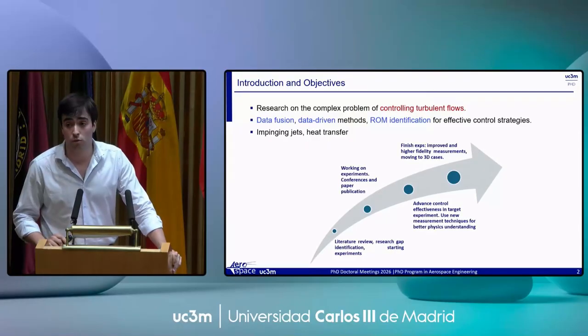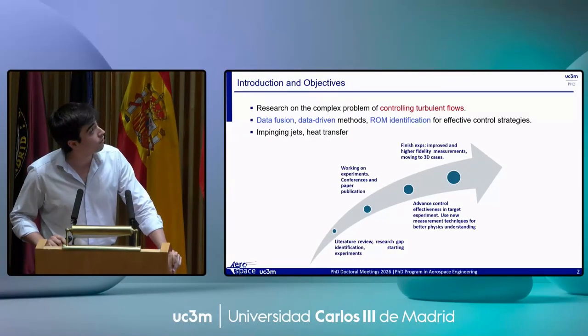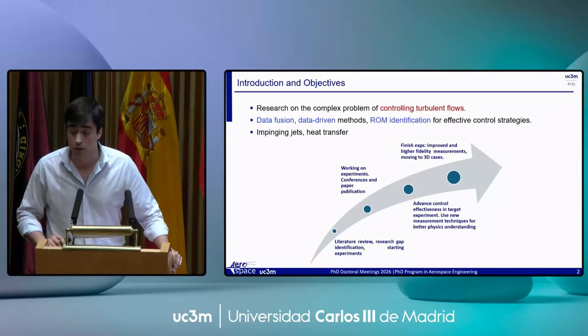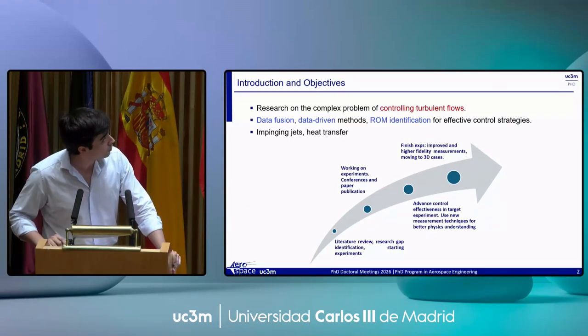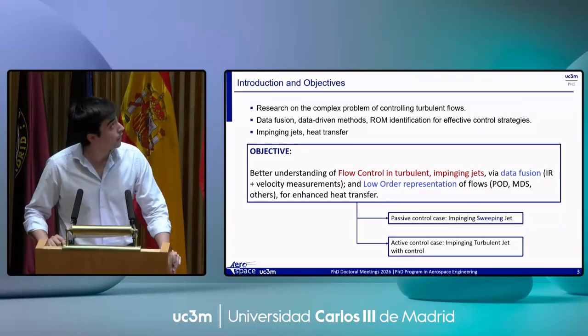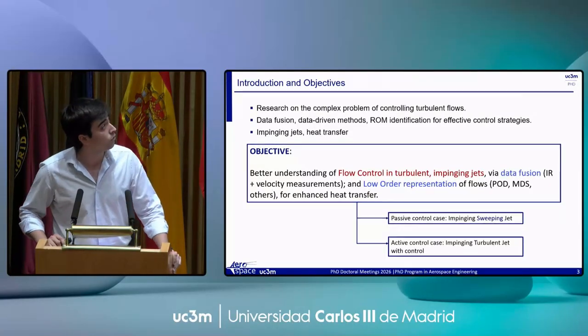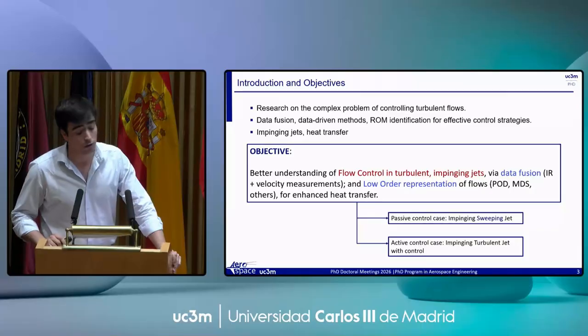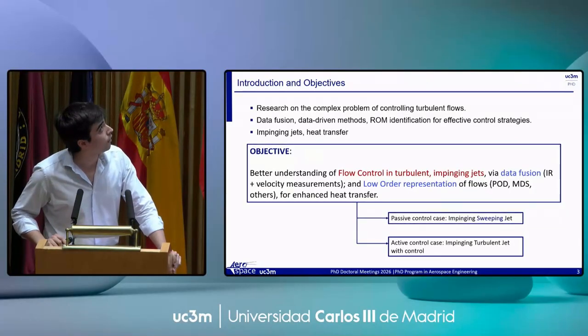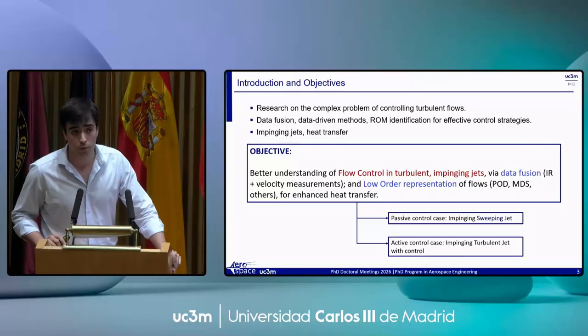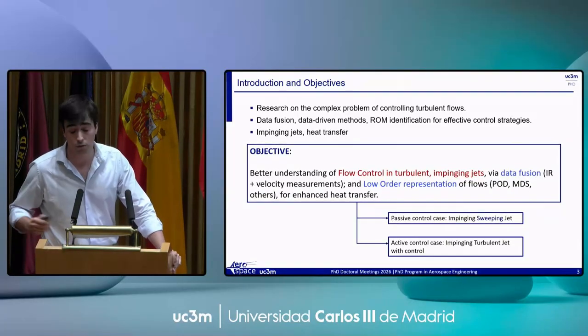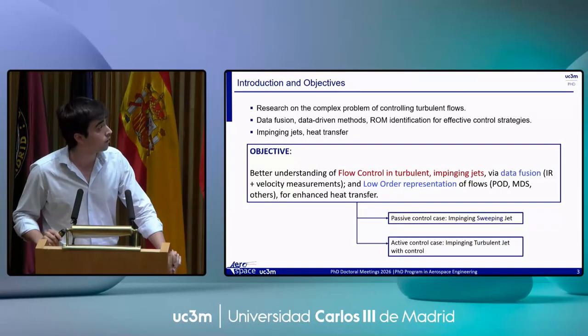Last year was devoted to experiments and to working on them. This last year and a half that we have remaining, we want to focus on improving our characterization of the experiments and hopefully moving to 3D measurements, for example. So our objective is to better understand the flow control in turbulent impinging jets through, for example, low-order representations, etc. And we want to focus on heat transfer. So we would like to find, for example, control laws that help us to find effective strategies to improve the heat transfer that surfaces exposed to turbulent jets experience.